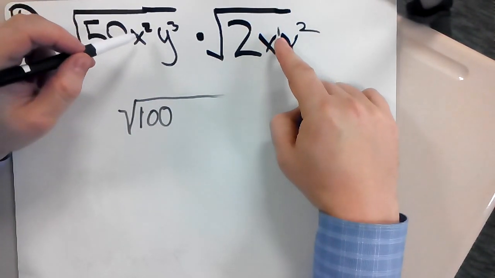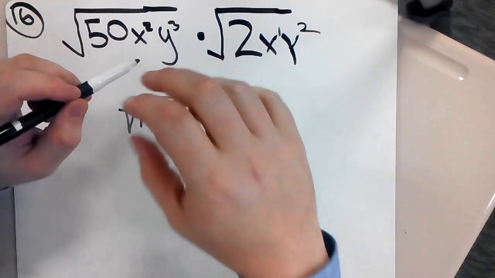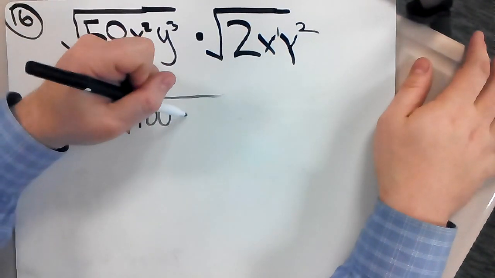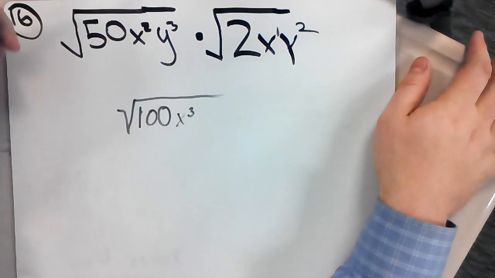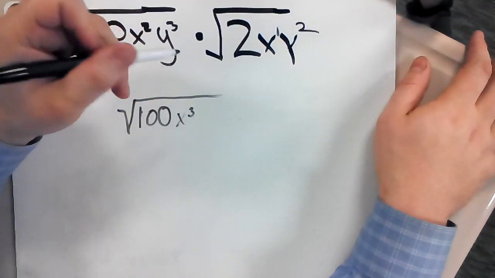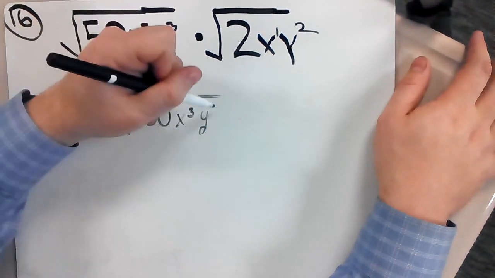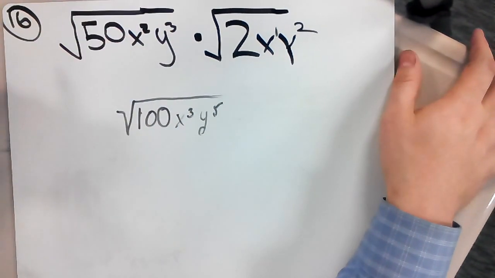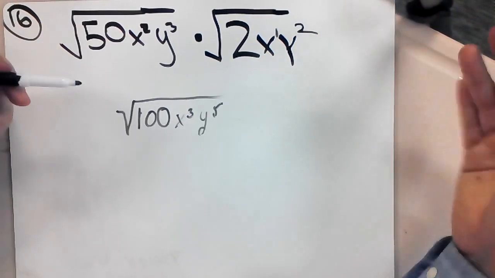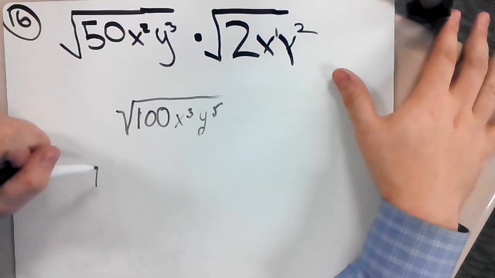Then, what happens with the exponents when they multiply is they add together. So that's a 2 and that's a 1. This becomes to the third. That's 3 and that's a 2. So this becomes to the fifth. But I'm not done yet. I still have to simplify this. The square root of 100 is 10.